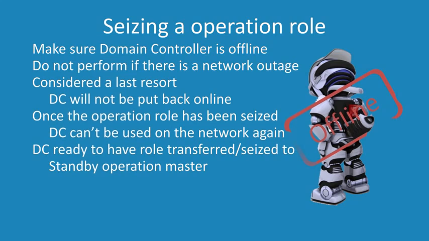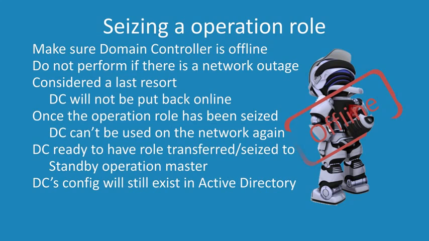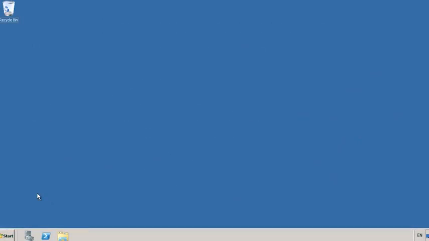Once you have seized the operational master role from the failed domain controller, the configuration for that domain controller will still exist in the Active Directory database. Since the domain controller will not be used on the network again, to complete the process, you should also remove the configuration information of the domain controller from Active Directory. I will now change to my Windows Server 2008 domain controller to demonstrate how to seize an operation master role from a domain controller and also how to clean up the Active Directory database after the operation master role has been seized.